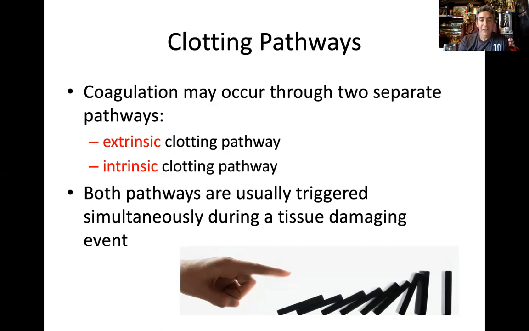So both are usually triggered simultaneously during a tissue damaging event. And it's kind of like a domino effect. So one little molecule triggers the formation of another, and that one triggers the formation of another and another. And it's just this feedback mechanism that leads to that final end product of fibrin.